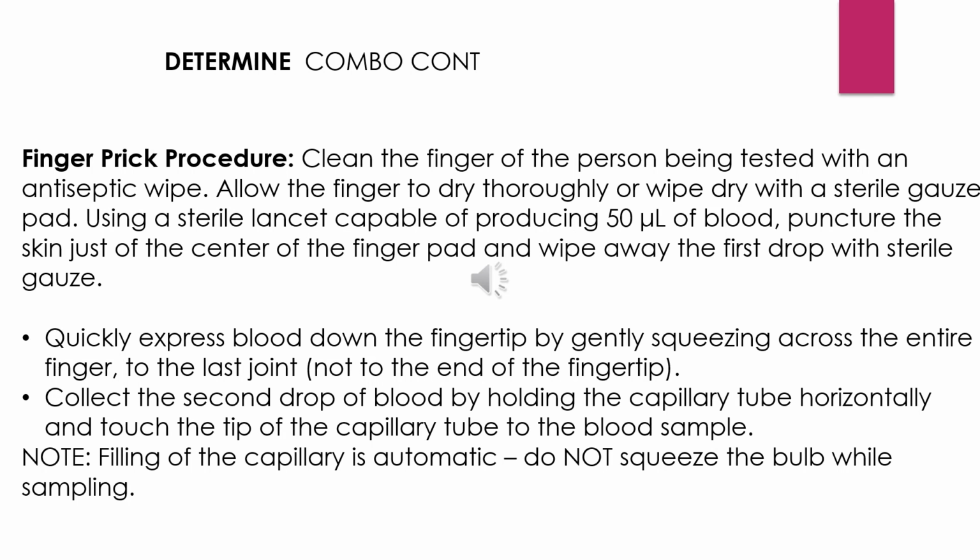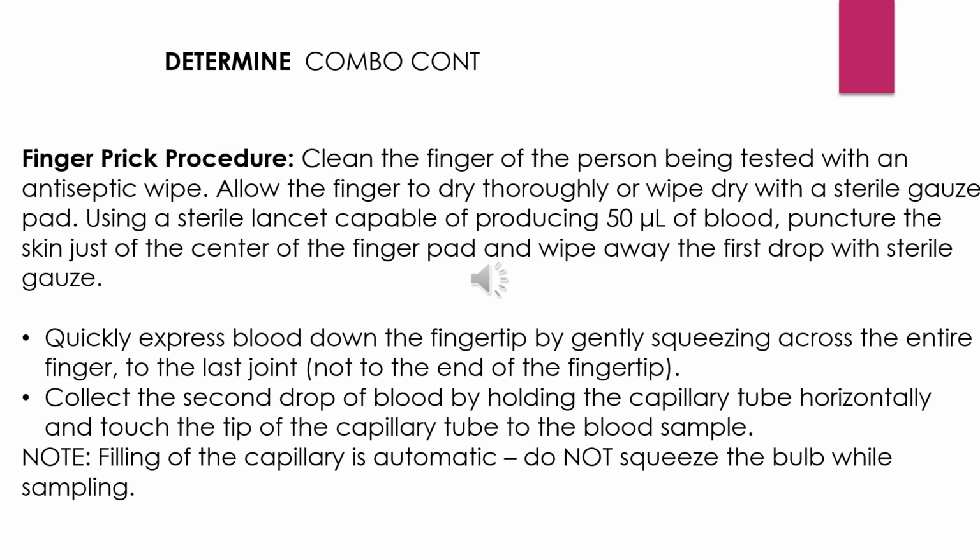Now, how to perform the finger prick? Clean the finger of the person being tested with an antiseptic wipe. Allow the finger to dry thoroughly, or you can wipe it with a dry sterile gauze. Using a sterile lancet capable of producing 50 microliters of blood, puncture the side of the skin just in the center of the finger pad and wipe away the first drop with a sterile gauze.